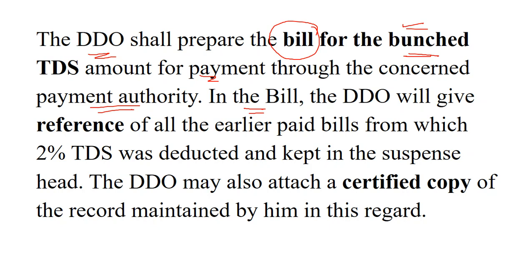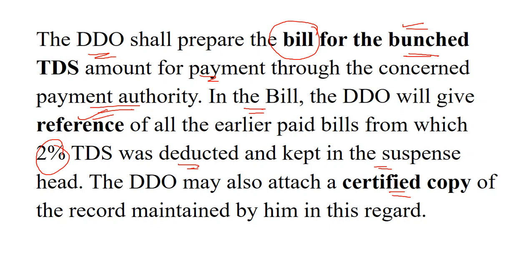And in the bill, the DDO will give a reference of all the earlier paid bills with 2% of TDS deducted, because this is a single bill for the whole amount of TDS deducted from various bills, and the amount that had already been kept in the suspense head. And the DDO may also attach a certified copy of the records maintained by him.